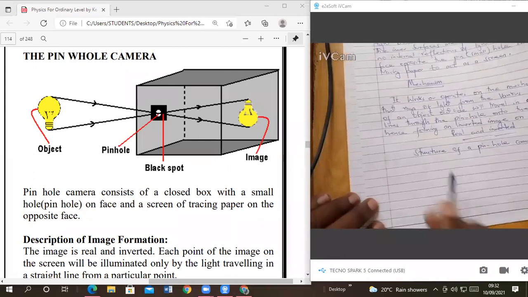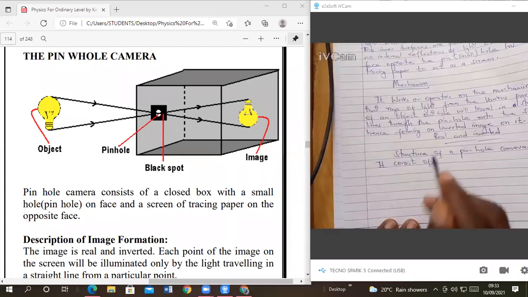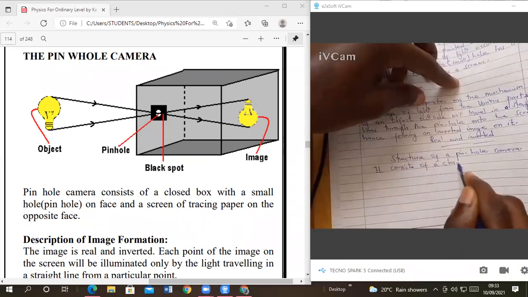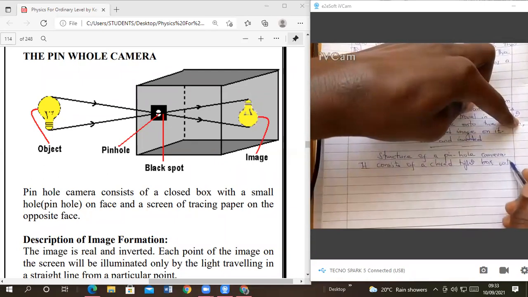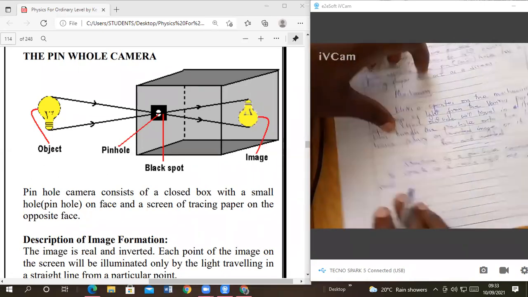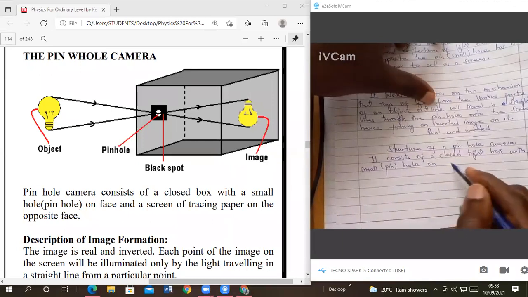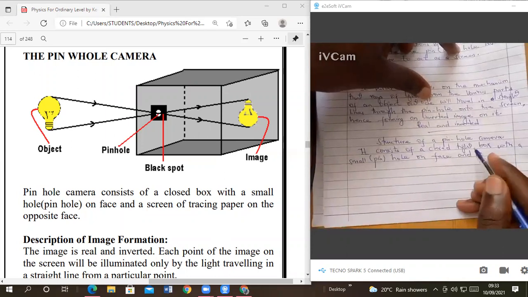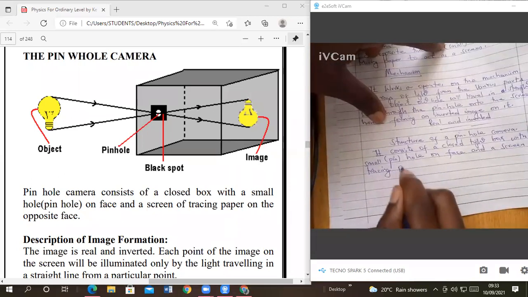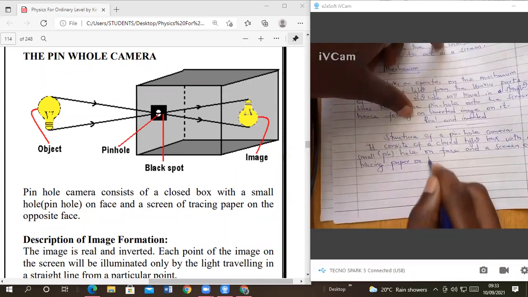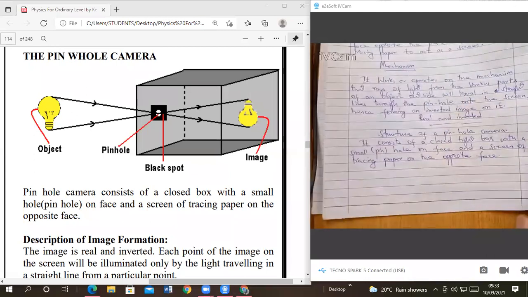Or let's first write this statement. We said it consists of a closed light-tight box, with a small or pinhole on one face and a screen of tracing paper on the opposite face. Full stop. So that's the opening statement.